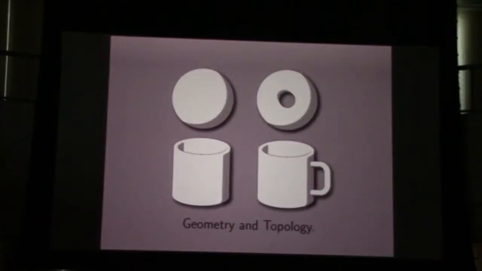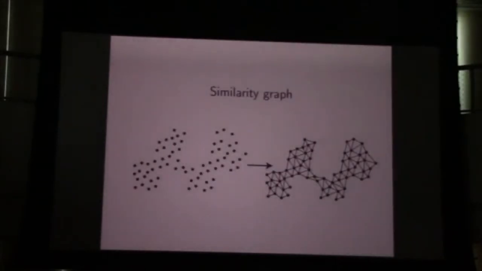Is that okay so far? All right. So the first step in getting to a more topological understanding of a data set, or one way to do this, is what's called a similarity graph.